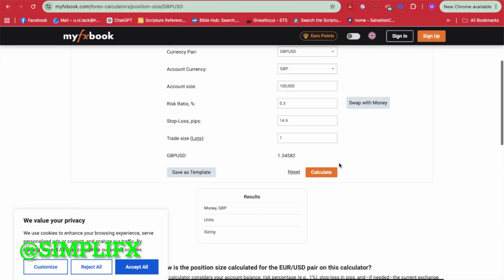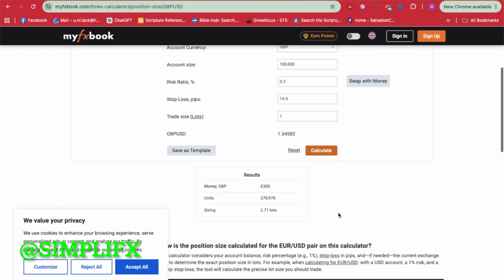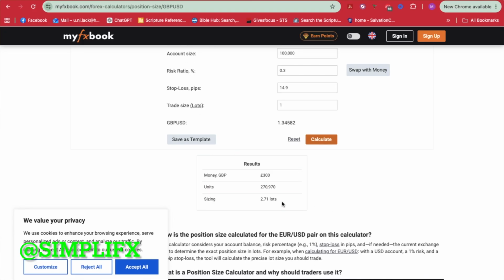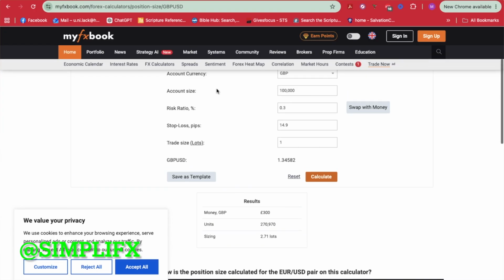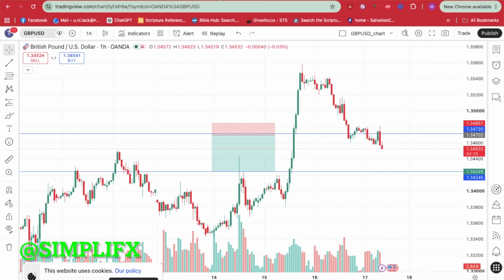So now, when you're placing a trade on MetaTrader 4 or MetaTrader 5, you now have to find the pair. Yeah, I can show that in another video. You can find the pair, and then your lots would be 2.71. That's what you'll put in. 2.71.